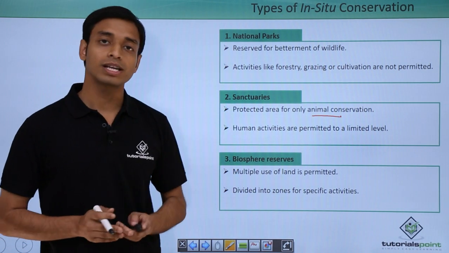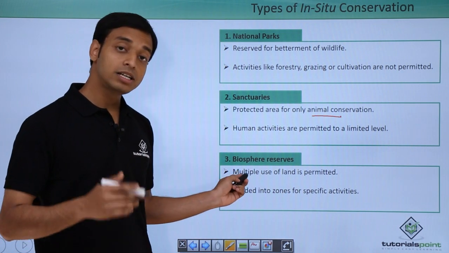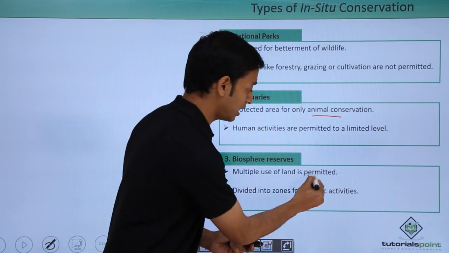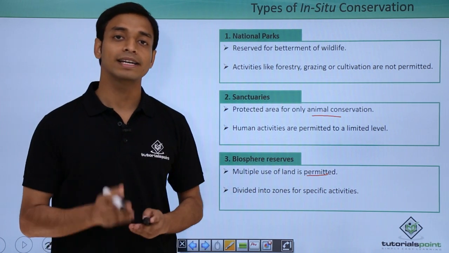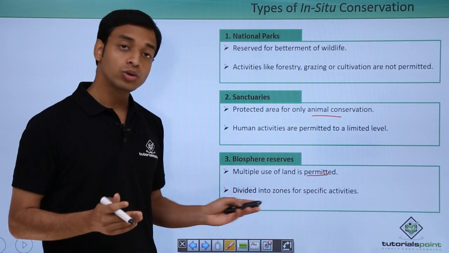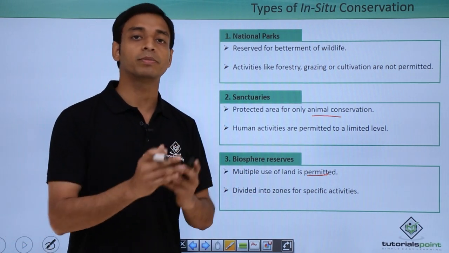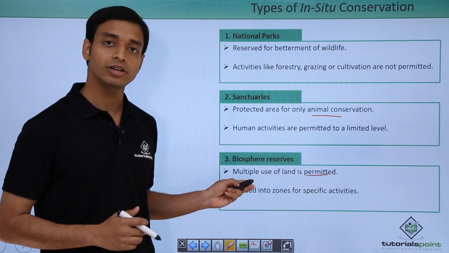The third type is known as biosphere reserve. This is a different type in which multiple use of land is permitted. Unlike these two, here multiple use of land is permitted. Now how is it done? It is divided into different zones for different purposes. Let us look into the different zones of this biosphere reserve.